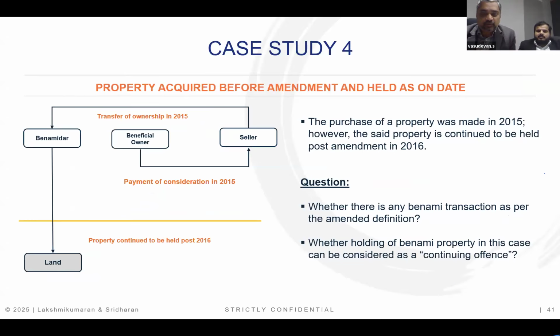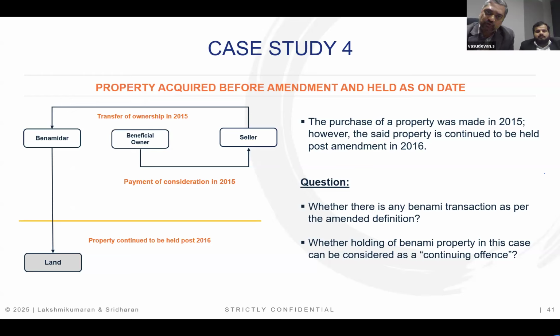Yeah. Now, this is another issue which is coming up quite a lot, and there are many cases which you will be seeing on these lines. Now, say that there is a so-called Benami transaction, a tripartite sort of transaction, which has happened pre-2016. The property was acquired, say, in 2015, in the name of the Benamidar. The consideration was paid by the beneficial owner. So the acquisition per se happened pre-2016.